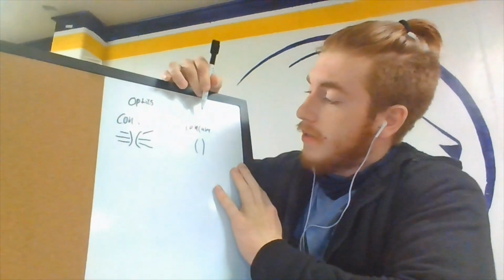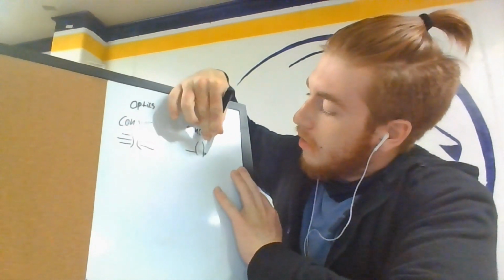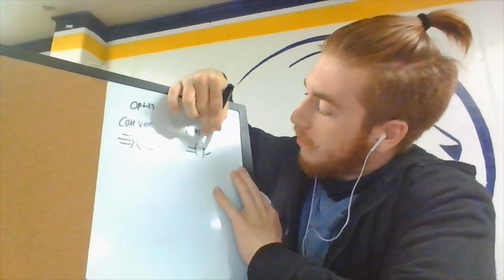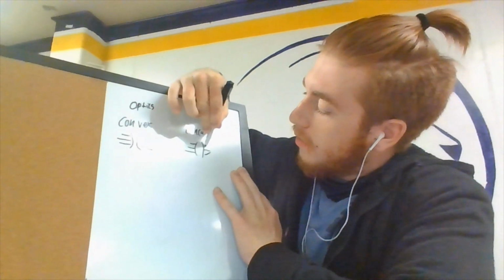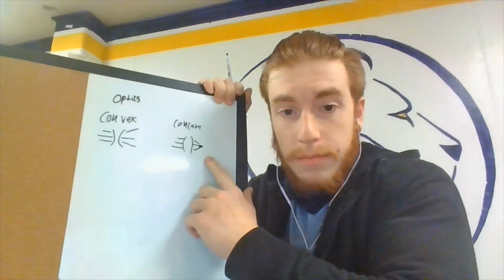And then we see the opposite in a concave. In concave, we see a convergence of light to a central focal point where all light meets.